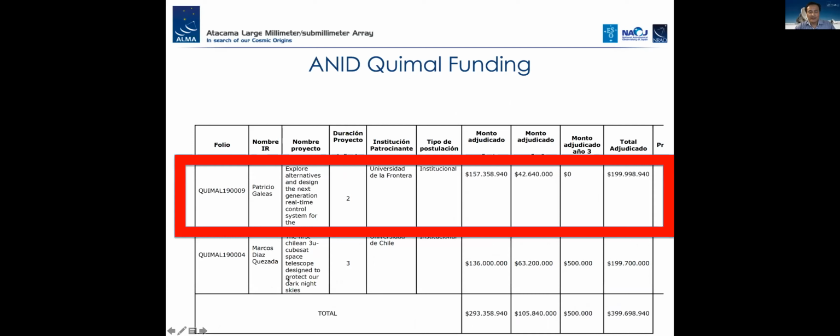So for this research, we will apply for funding. ANID is a Chilean national investigation and development agency. We applied for a funding called FONDEF, and we received 200 million pesos, which is equivalent to $250,000 US for a period of 2 years.